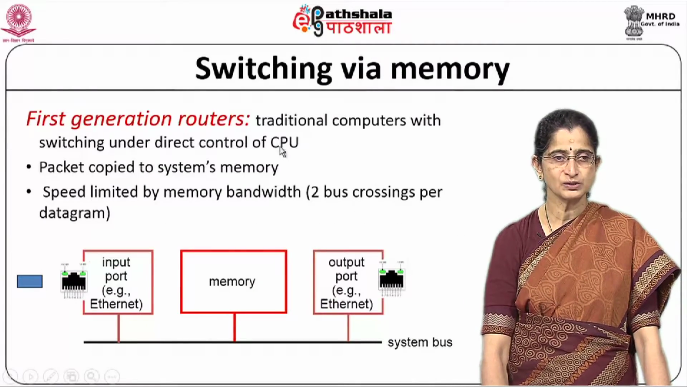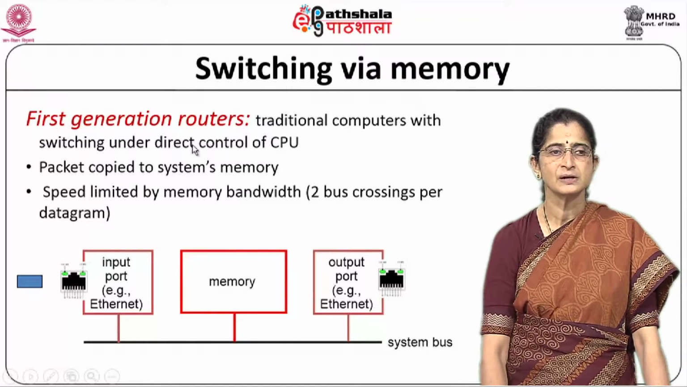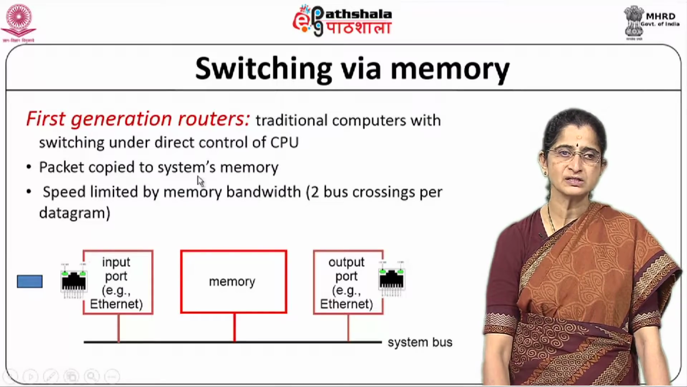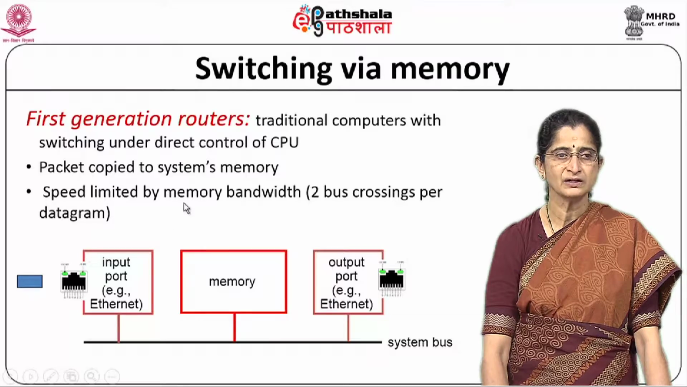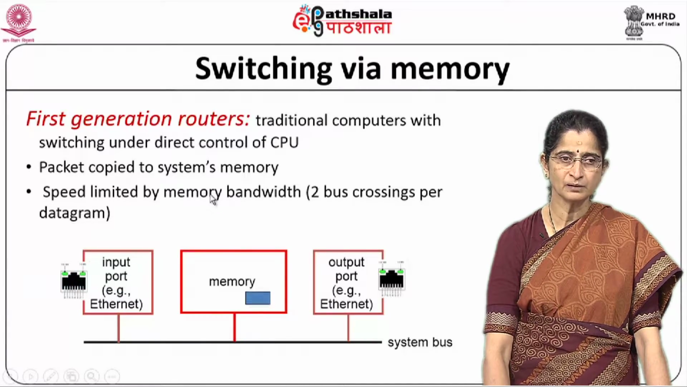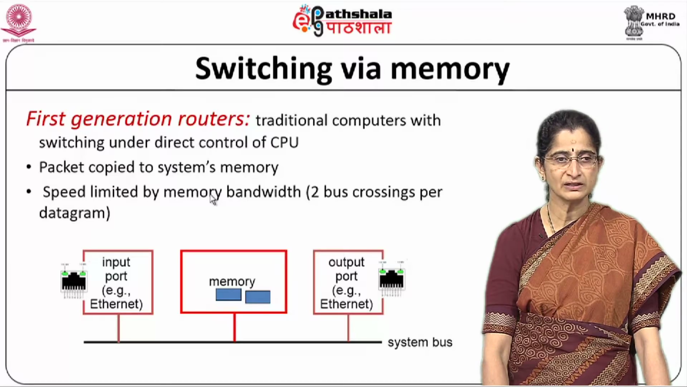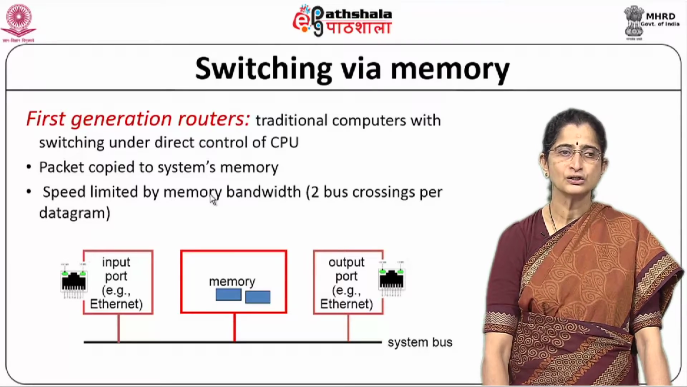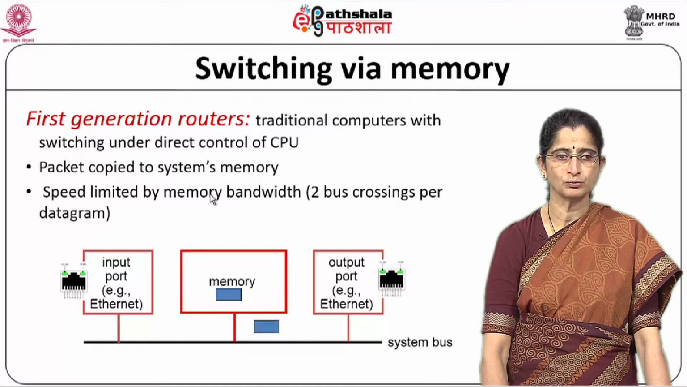If you look at switching via memory, as I said, these are more or less first generation routers. They are basically traditional computers with switching under the direct control of a CPU. Packets are switched from the input port and come to memory, so the memory acts as your switching fabric as such. Everything will come to the memory, and from memory your processor will move it to the output port.